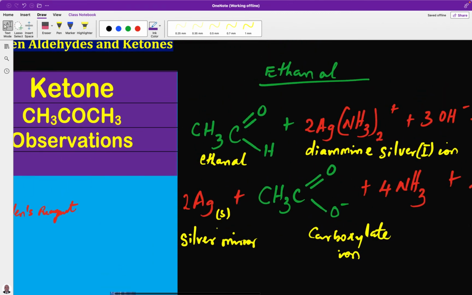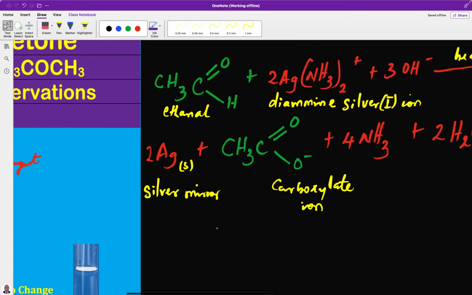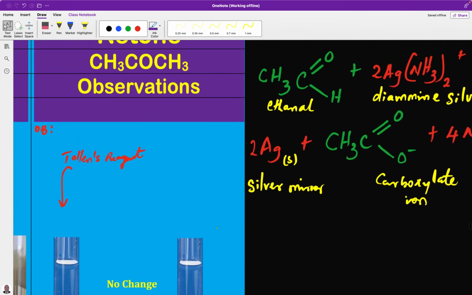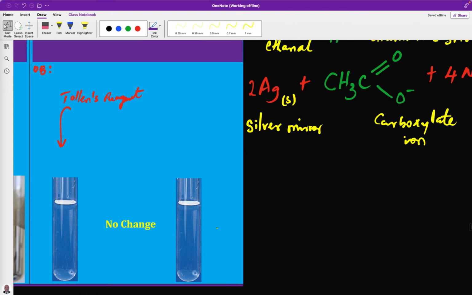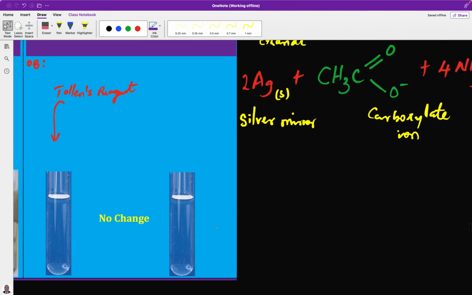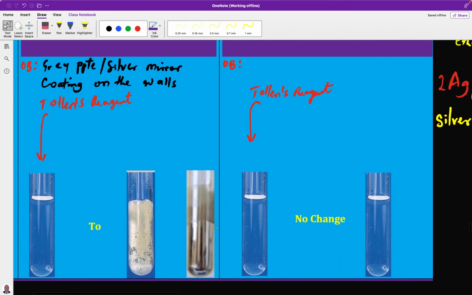Now, why is there no reaction when it has to do with acetone or propanone? There's no reaction at all when it has to do with Tollens reagent. No reaction occurs, and that's why the solution remains like that. Let's go straight away to the third test.